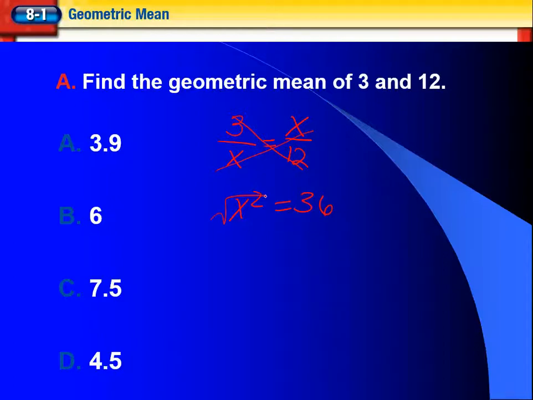Last step is to take the square root of both sides. So x equals 6. We're going to choose the positive. X could also equal negative 6 because negative 6 times negative 6 is also 36. But when we're finding geometric mean, we always use the positive square root. So our correct answer is B.